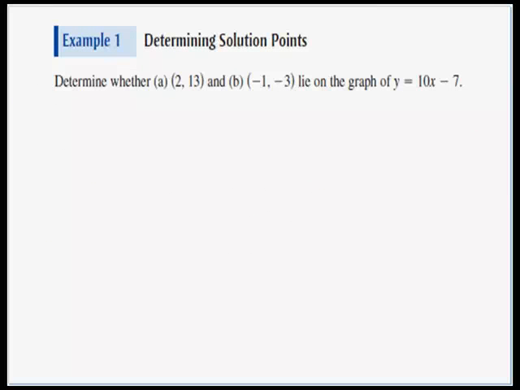So we're going to start here. First, we're just going to determine if solutions are points. We're going to give you some points, and you're going to figure out if they are a solution to the graph. So here it says determine whether point A, (2, 13), and B, (-1, -3), lie on the graph of this. y equals 10x minus 7.